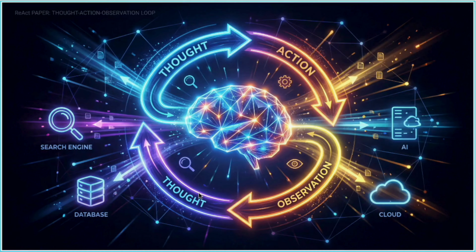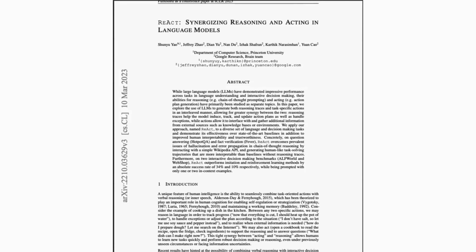This means the model can decide when it needs external information, call a tool, observe a result, and then continue reasoning. This is the foundation of all modern AI agents like LangChain Agents, AutoGPT, GPT-4 tools. They all trace back to this idea. This paper didn't just improve prompting, it changed how we build AI systems.